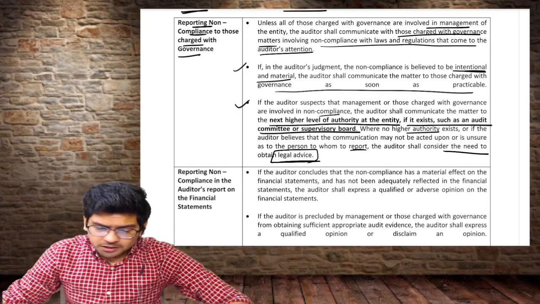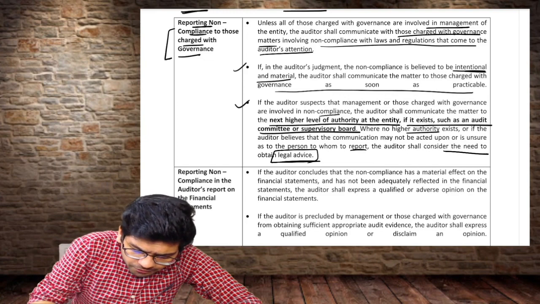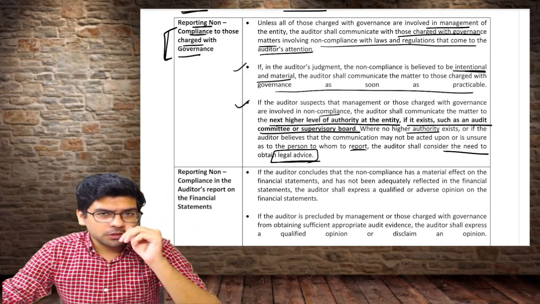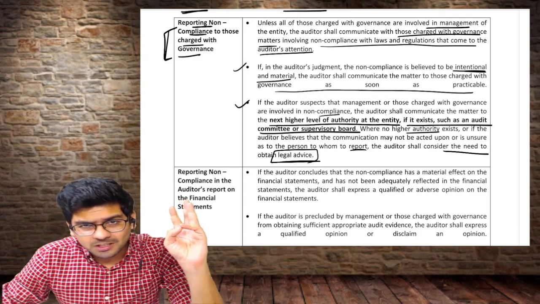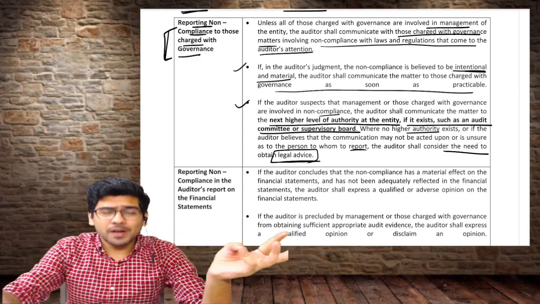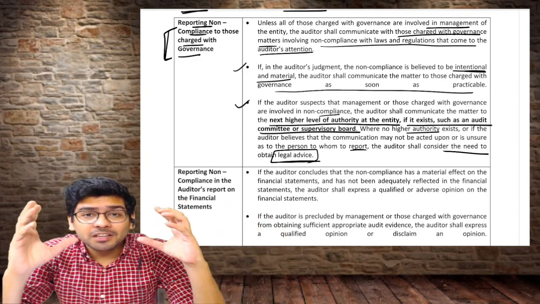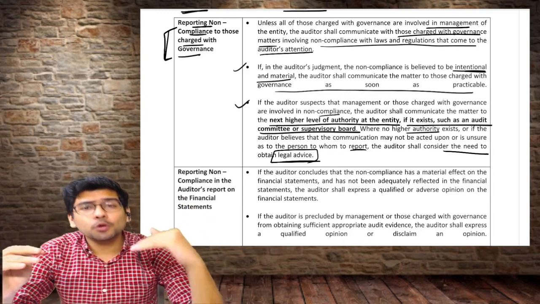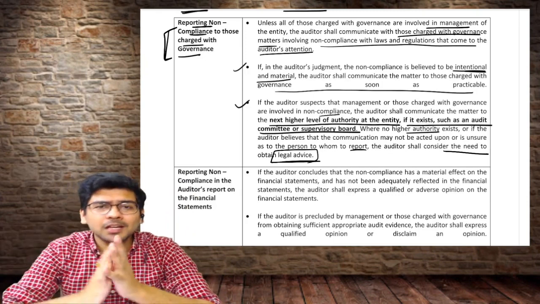Right, this is what we have covered here: in case of non-compliances, the auditor is going to report to TCWG. Please understand, he is going to report to TCWG unless TCWG and management are the same. Secondly, if he finds that the TCWG themselves are involved, he is going to report it to the next higher authority, let's say the audit committee.